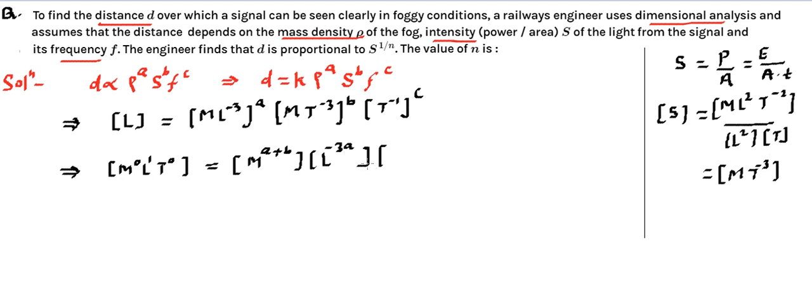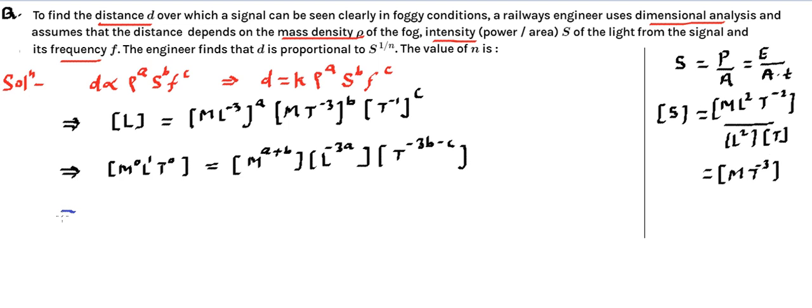And let's come to this T. For T, we will be finding it as T raised to power minus 3B from the second term, and minus C from the third term. So I've separated them, or you can write in a single bracket, it's okay. Now what we need to do, we need to compare these powers or dimensions.